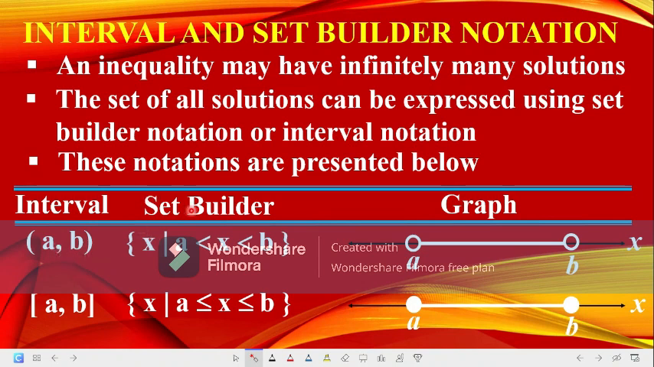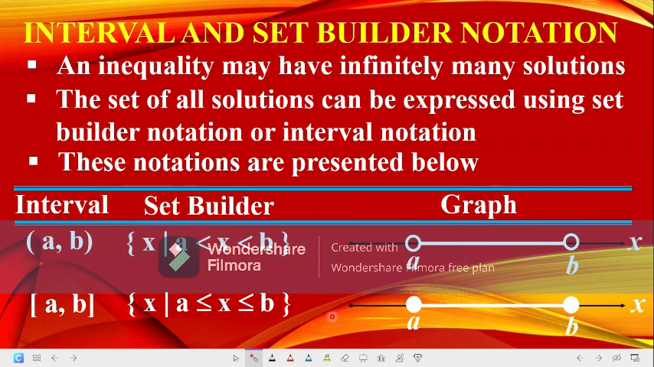So in set builder notation, we're going to express it in this one. Since we have here braces, this is read as the set of all x's such that x is greater than a and less than b. Again, this is the set of all x's such that x is greater than a and less than b. Now, let us proceed to another graph.